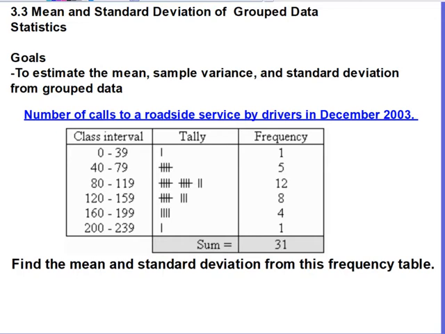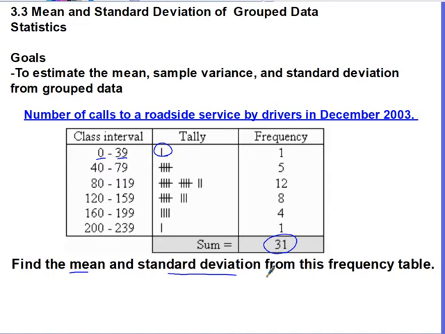Okay, well, to find the mean, that means I would have to know all 31 numbers, add them up, divide by 31. The only issue with that is I've got one number right here. This tally means one number that's somewhere between 0 and 39. I don't know if it's 0, 1, 2, any number between 0 and 39. That goes for the next class and the next class and the next class. So it's kind of difficult to find that mean and standard deviation without knowing the raw data.